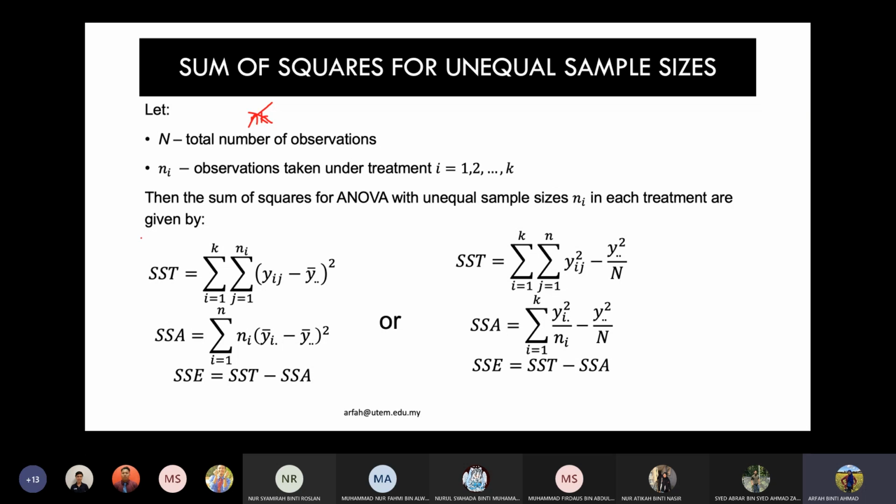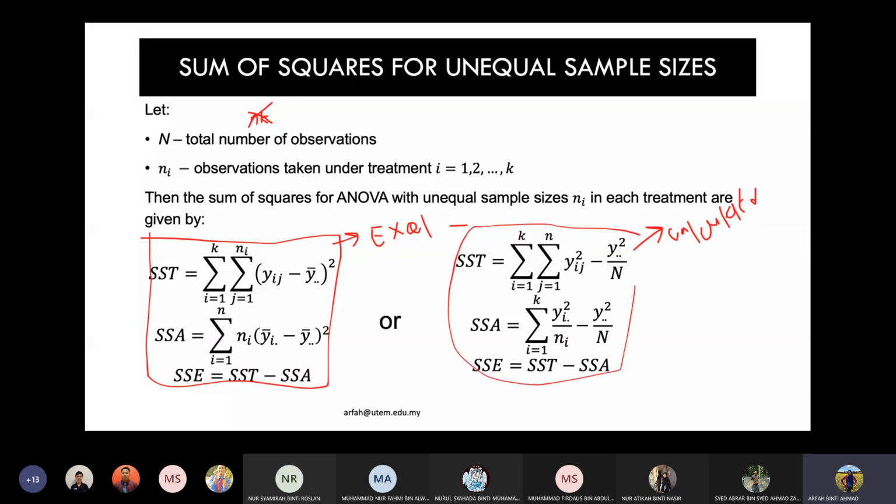So sebenarnya formula ni dua-dua sama. Belah kiri dan belah kanan sama. But this formula easy guna Excel. Kalau awak calculate satu-satu guna Excel, this one will become very easy for this formula. Okay. Tapi kalau yang formula ni pula senang kalau guna calculator. Okay. Sebab kalau calculator, awak nak calculate satu-satu, macam nak ambil setiap reading, YIJ tolak the grand mean, kuasakan 2, so it will be tough. Okay. That's why this formula is much more easier to calculate using calculator.